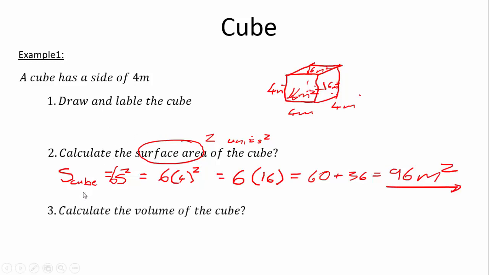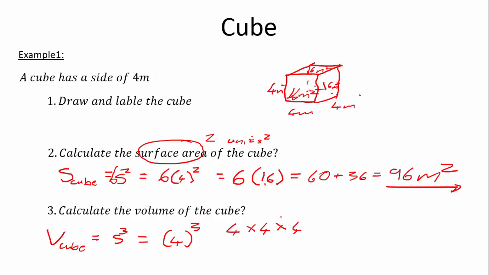Okay, calculate the volume of the cube. You simply know that the volume of a cube, we're going to write volume of cube, is a very easy one, s to the power of 3. And we know that the side is 4, so 4 to the power of 3. What is 4 squared? We know that 4 squared is 16. What is 4 cubed? Remember that is 4 multiplied by 4 multiplied by 4.